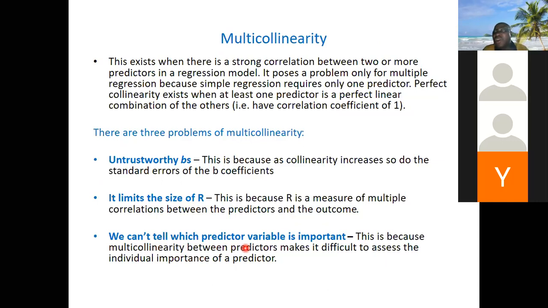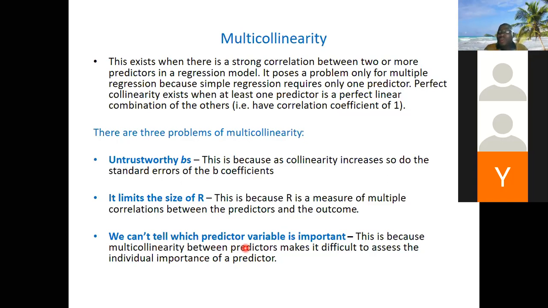Yes, the last one, multicollinearity. We have discussed it, just to throw more light: it is when two variables perfectly correlate. It produces untrustworthy regression coefficients. It limits the size of the R square, the R correlation. The R you see in multiple regression is the combined correlation of all the variables there. It's not just between one or two of them.